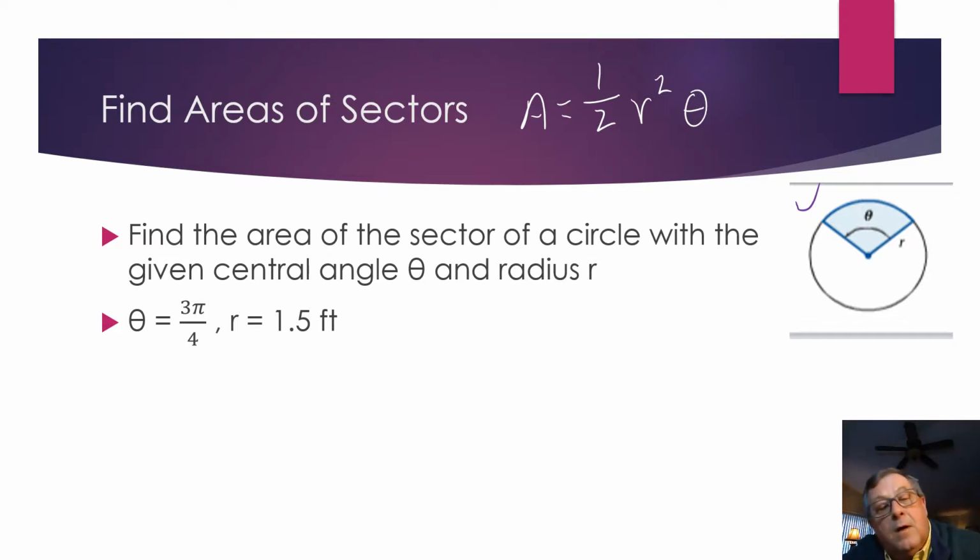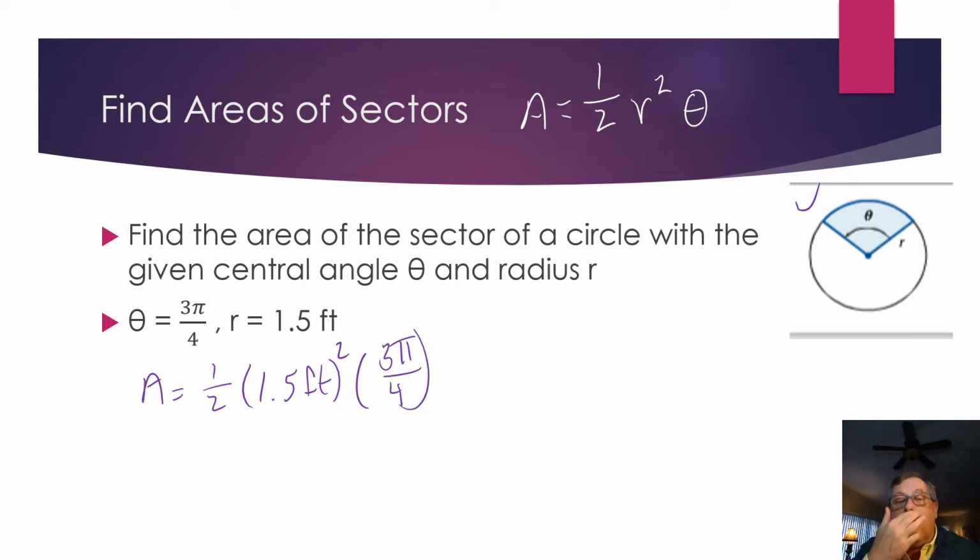So what's our area? Well, our area is equal to 1/2 times the radius squared, 1.5 feet squared, times 3 pi over 4. Now I'm going to get my calculator out. I'm presuming you know how to operate the calculator well enough to do this. Let's see, I think I'm going to take 1.5 and square it first. And that comes to 2.25 square feet. Now I'm going to multiply it by 3 pi over 4, which I'm putting in parentheses.